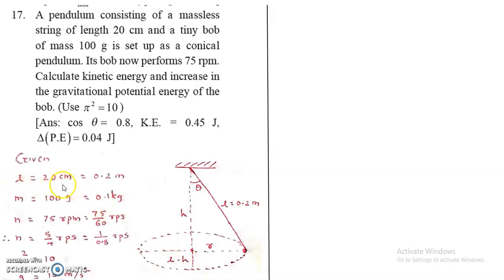Now, given length 20 centimeter, which we convert into meter, 0.2 meter; mass 100 gram, equivalent to 0.1 kg; frequency 75 rpm, which we have to convert into rps, 75 divided by 60, it is 5 by 4 or 1 upon 0.8 rps. Pi square we have to use as 10. Acceleration due to gravity we are using 10 meter per second square.